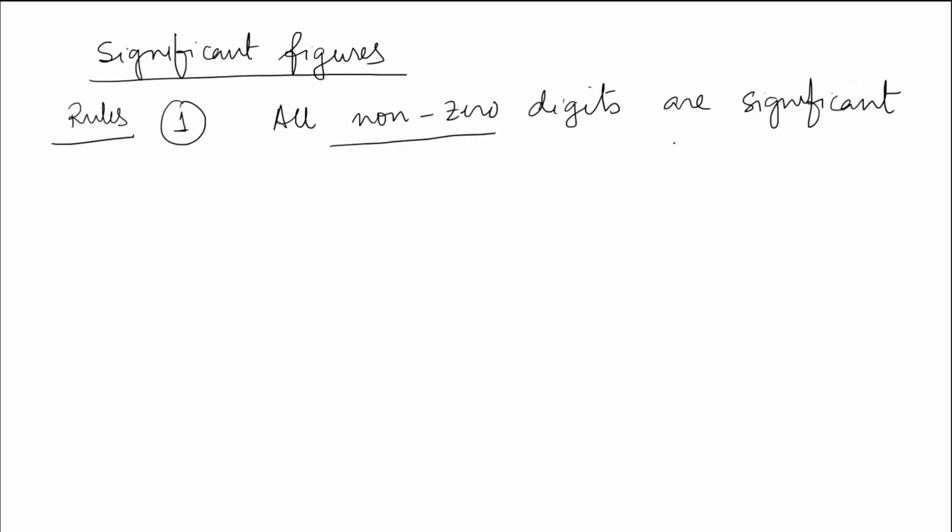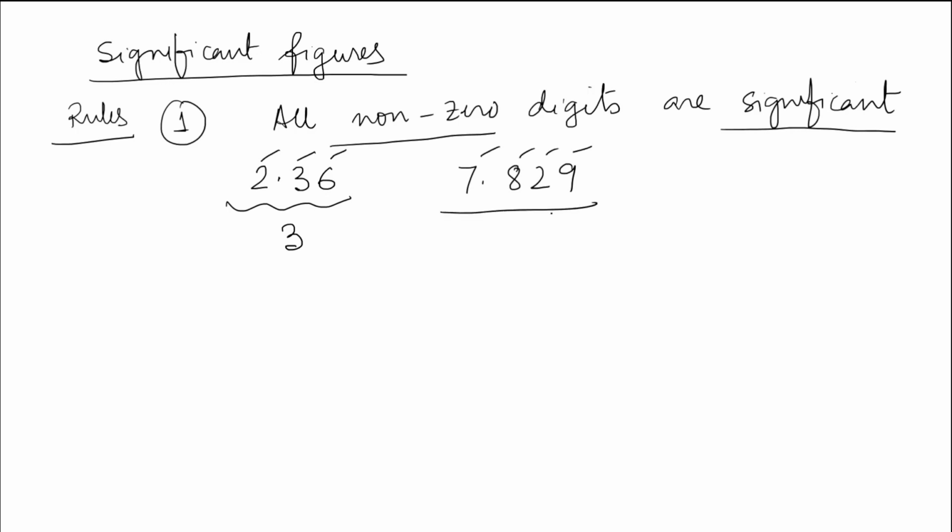Example ले लेते हैं. What is the example? Let us take 2.36. So how many significant figures are there? 3. So these are all non-zero digits. 7.829. So कितना significant figure है? 4. 4 significant figures. 32615. How many significant figures are there? 5 significant figures are there.